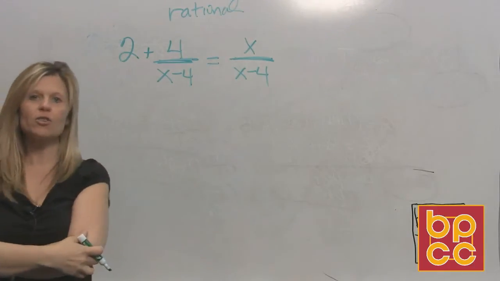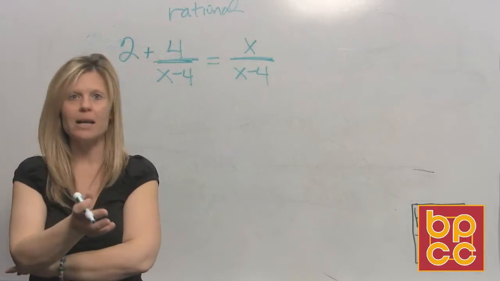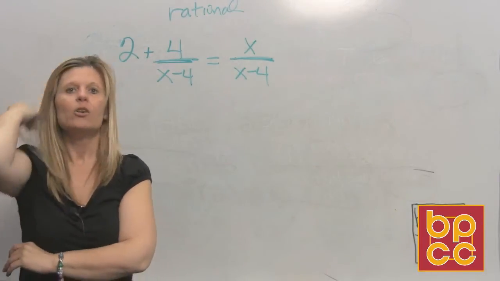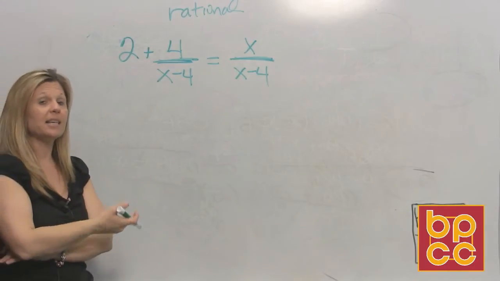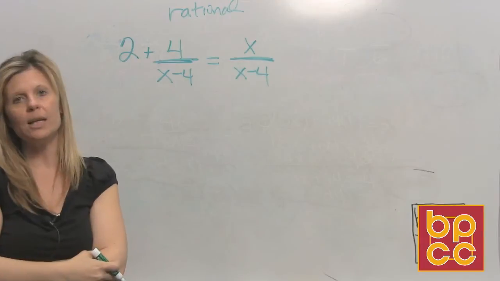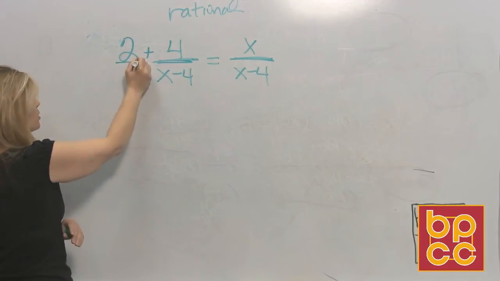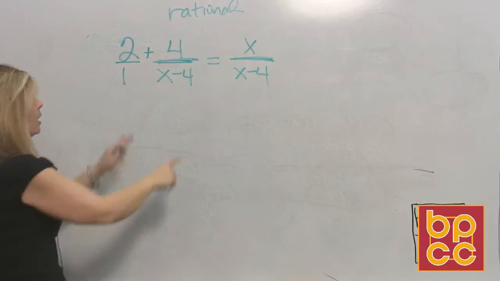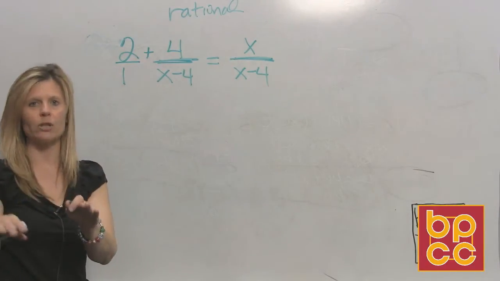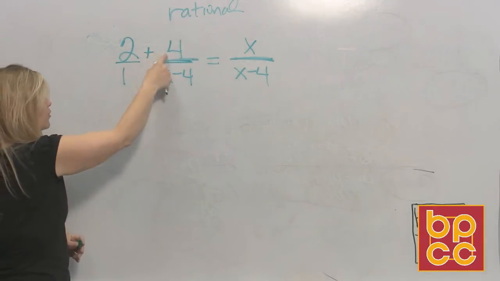So the first thing you know you got to do is get rid of the fractions. You can't move anybody. Don't move fractions. Get rid of them. So you have a decision to make. Is this a proportion where you can cross multiply, or do you need the LCD? So if you look, you could write 2 as a fraction by 2 over 1. There's 2 fractions on the left. It's not a proportion.